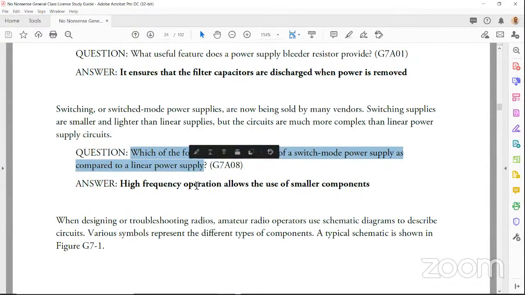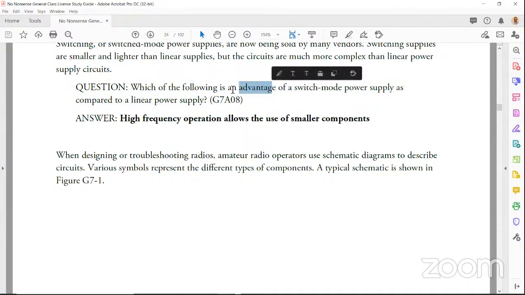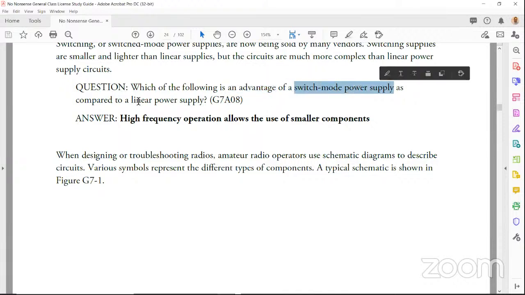Next question in the question pool. Which of the following is an advantage of a switch mode power supply as compared to a linear power supply? So let's dissect this question. They're asking us about an advantage. But an advantage of what? A switching power supply versus a linear power supply.